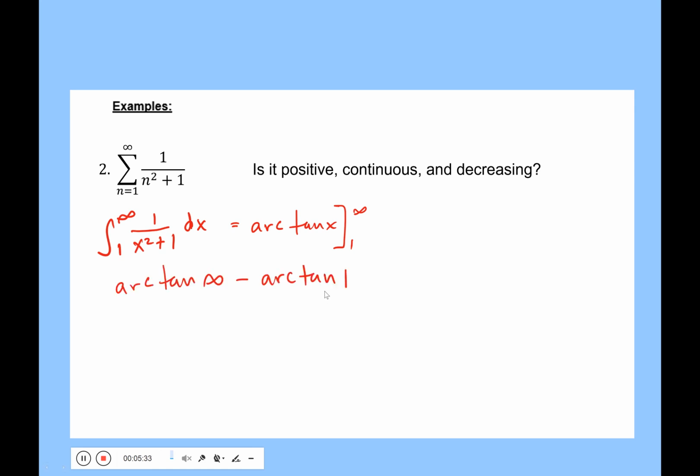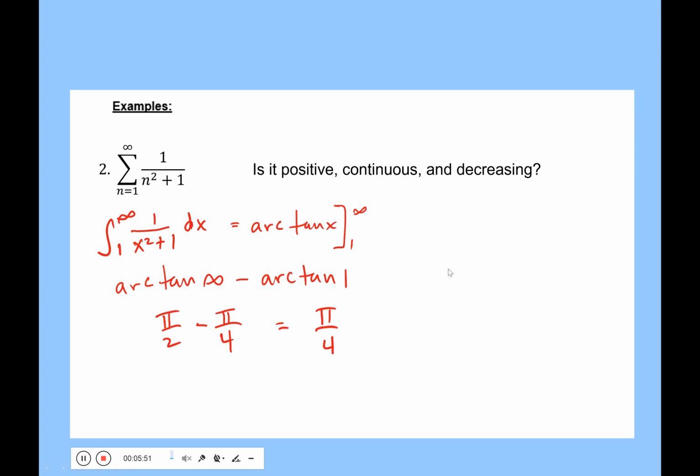We plug in 1. So arctangent of infinity. In other words, when is the tangent function going to infinity? Well, isn't the asymptote at pi over 2? Okay, what about arctangent of 1? When does tangent equal 1? Remember your unit circle and remember your chart? That's going to be pi over 4.